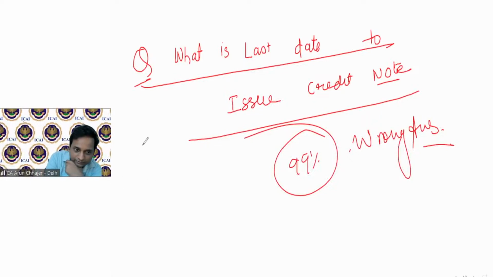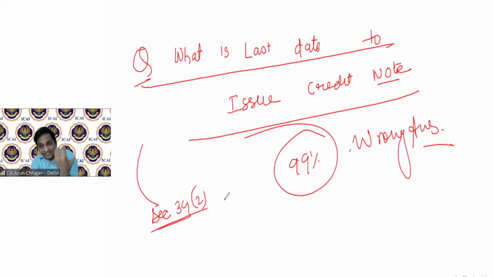Okay. My question is basically section 34, subsection 2. Very specific. I am telling the section number also. Please tell me, you have only 1 minute. And after that, I will take 1 minute to explain. What is the last date to issue the credit note in the GST by the supplier?